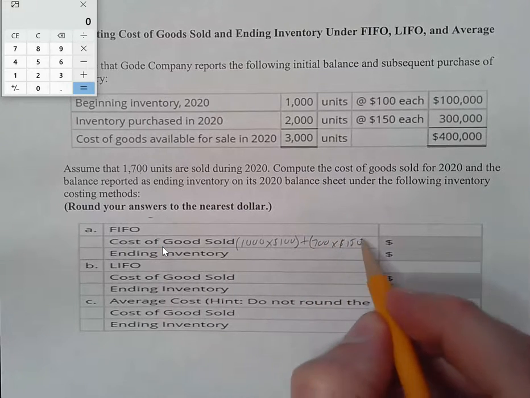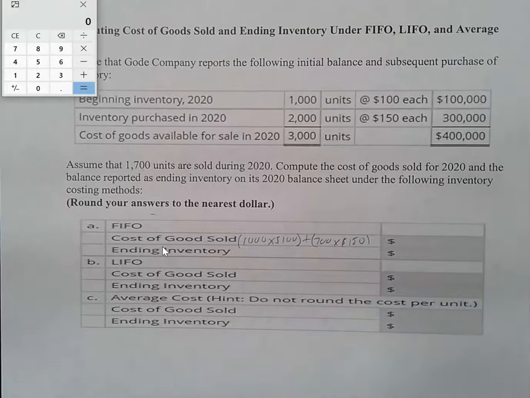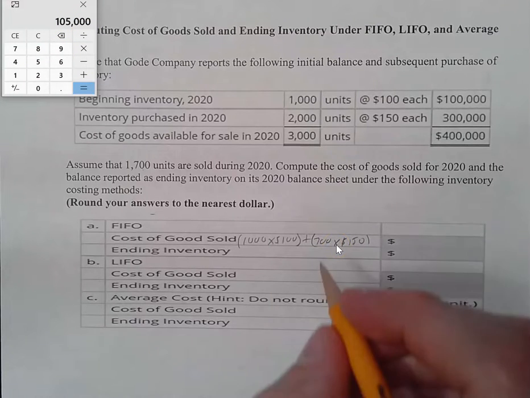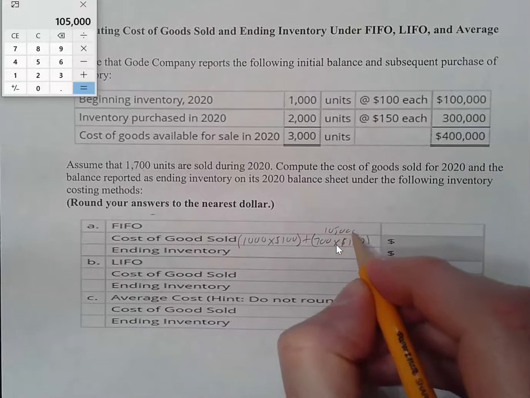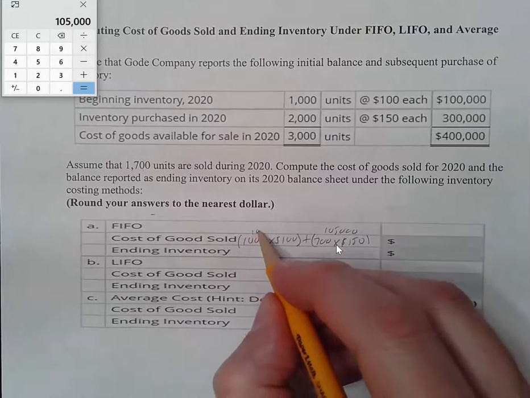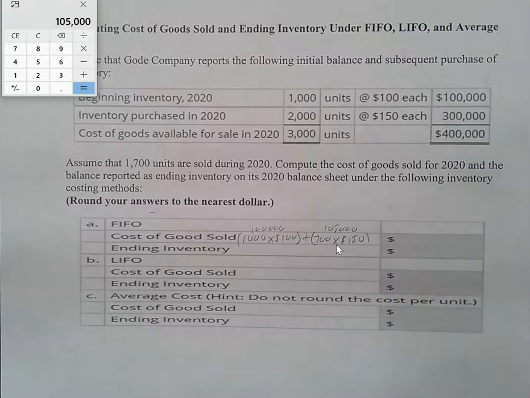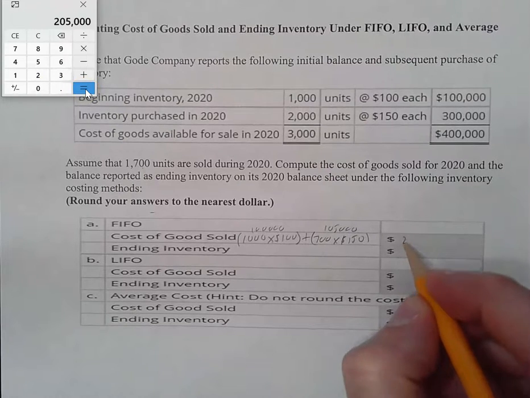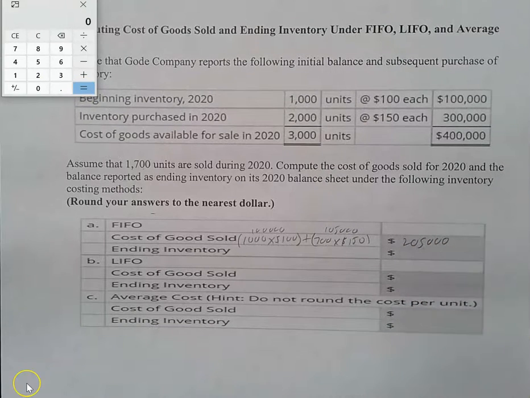Okay, and that's how we would get there. So, 1,000, they've already done the math for us here. So I'm going to start with the 700 times $150, and that gives me 105,000 for this part right here. So this is 105,000, and this was 100,000. All right, so if I add 100,000 to my 105,000, I'm going to come up with $205,000 cost of goods sold.